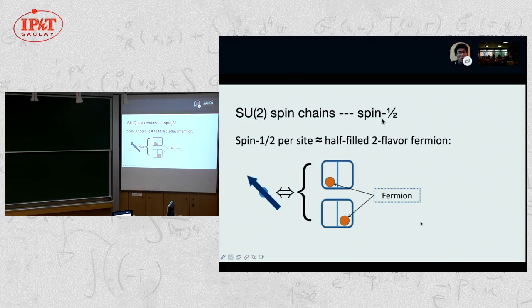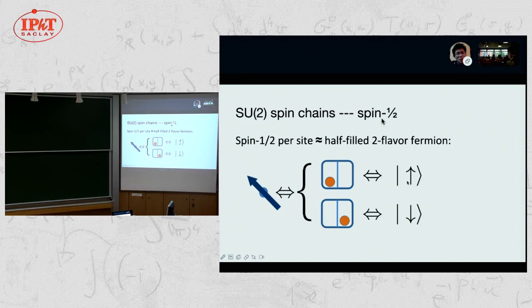So let's take a look at the simplest case, namely spin 1/2. We have a spin 1/2 per site spin chain. Every spin 1/2 can be equivalent to a half-filled two flavor fermion. We have two flavors at each site, and when the first flavor is occupied, we call this state spin up. And when the second flavor is occupied, we denote it as spin down. Then we map the spin 1/2 to the half-filled two flavor fermion per site.